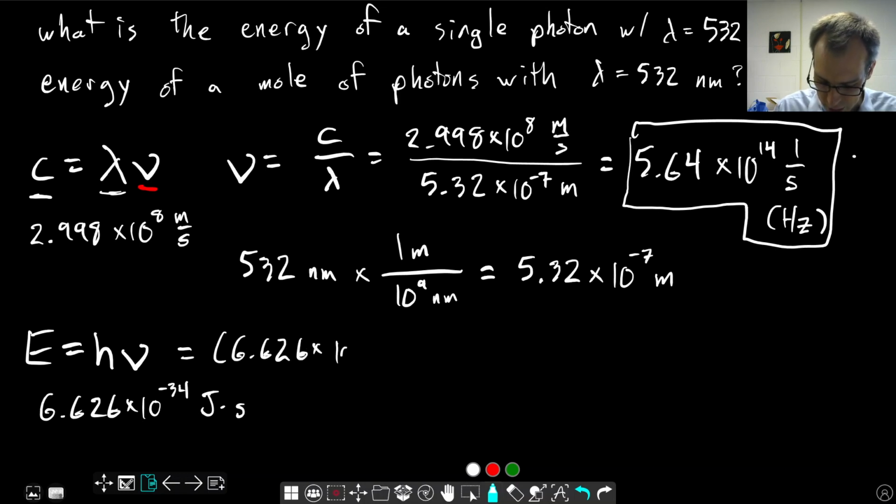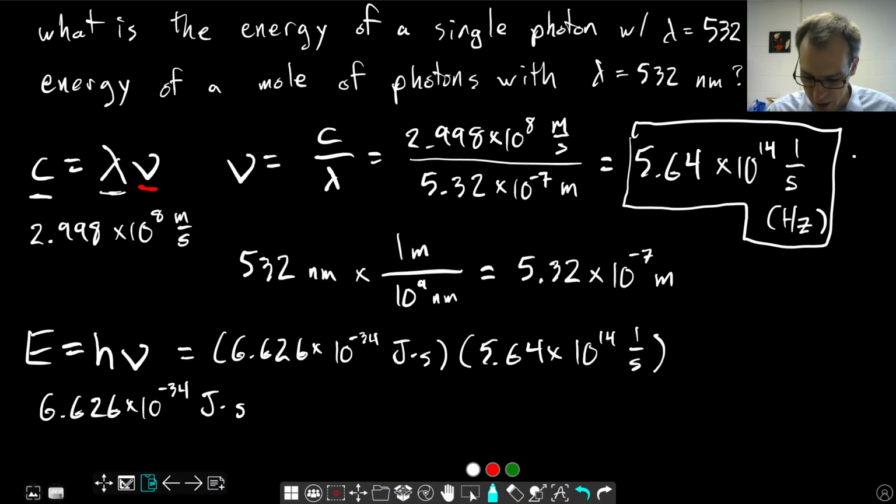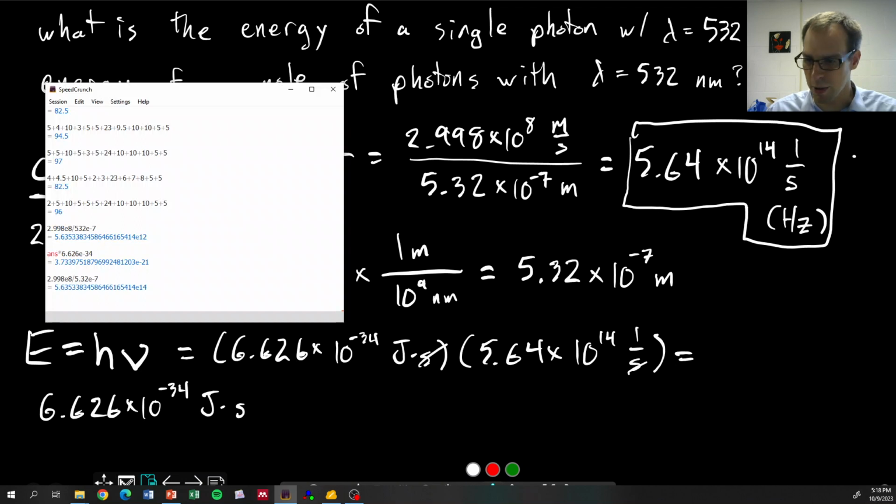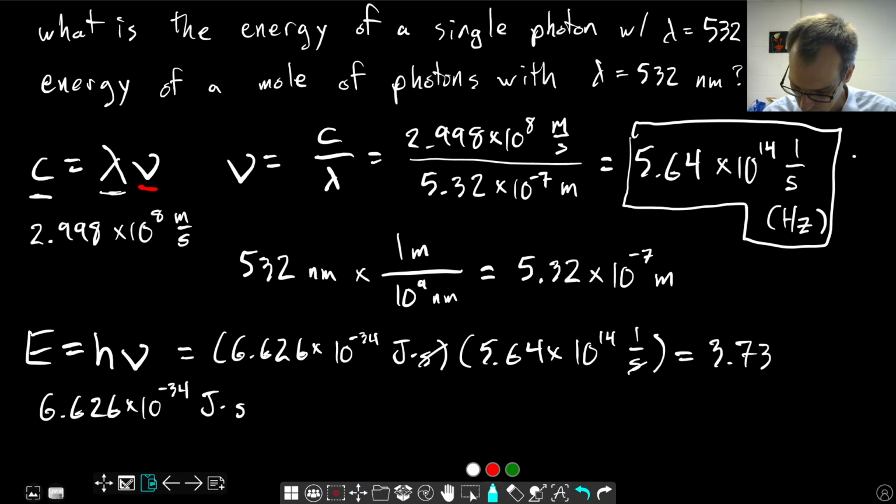6.626 times 10 to the minus 34 joules times seconds, and then we'll multiply that by our frequency, 5.64 times 10 to the 14, in units of 1 over seconds, or hertz. So those seconds are going to cancel, and we should just get joules at the end. So we can go ahead and plug this into our calculator as well. 6.626 times 10 to the minus 34 times the value I just calculated gives us 3.73 times 10 to the minus 19 joules.